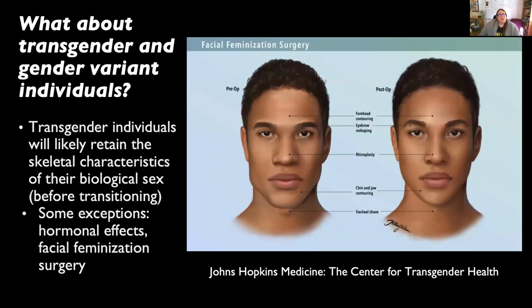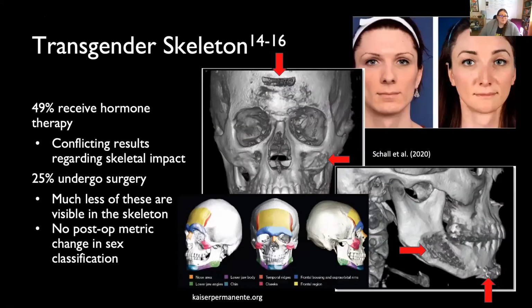So you may be wondering, what would the skeletons of transgender individuals look like? The short answer is that a trans person would likely retain the skeletal characteristics of their biological sex before transitioning, but there are some potential exceptions. So as part of their transition, some transgender people undergo treatments such as gender affirming surgeries, cosmetic procedures, feminizing or masculinizing hormone therapy to achieve gender congruence, the matching of gender identity and physical appearance.